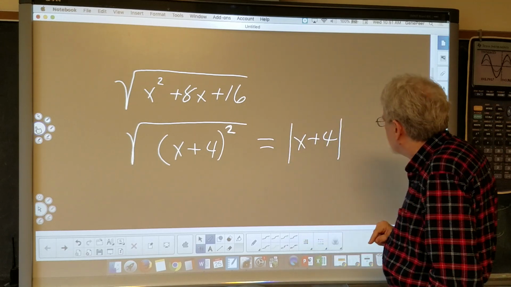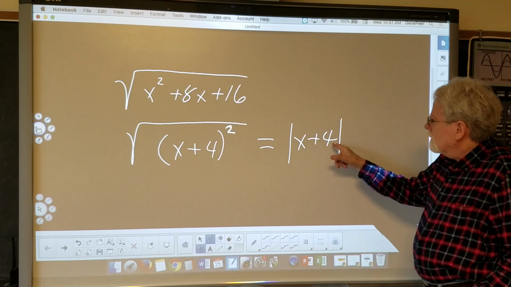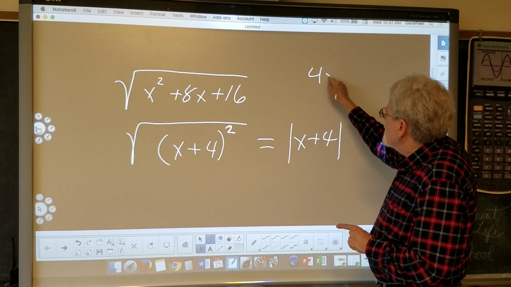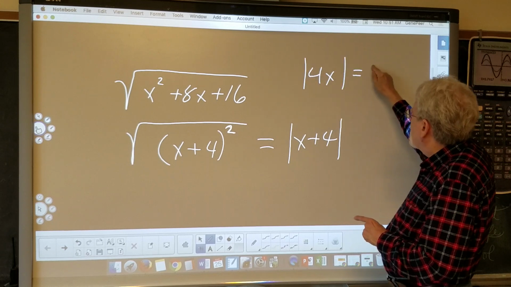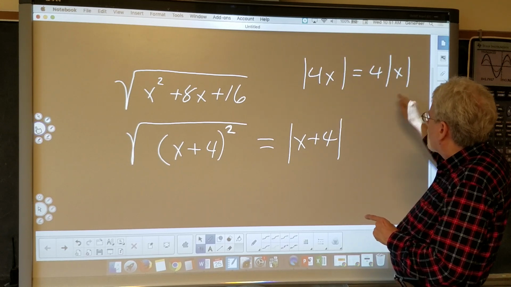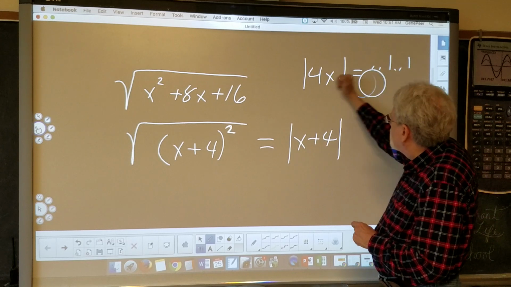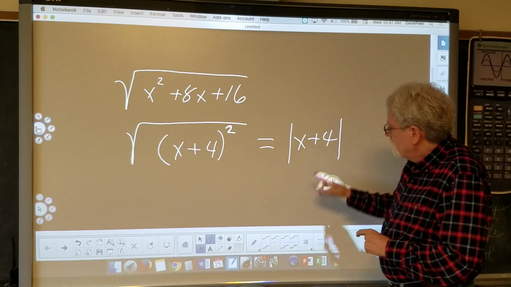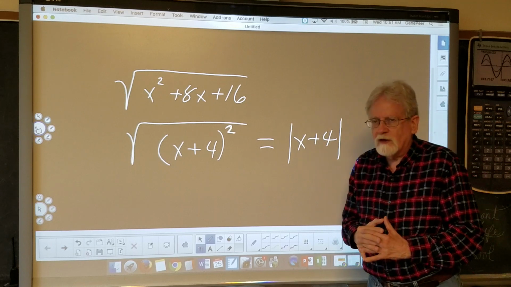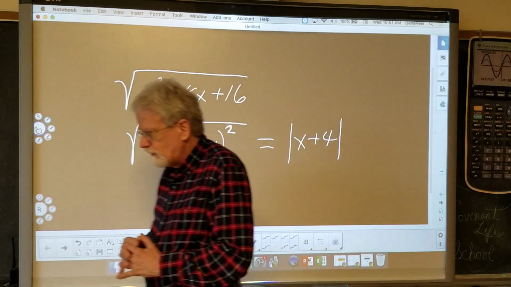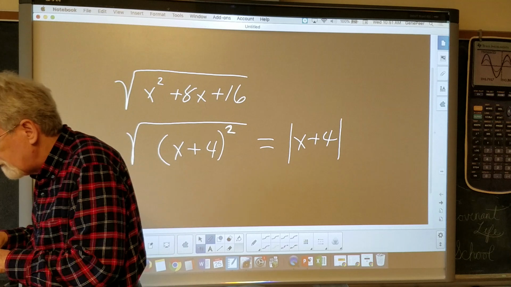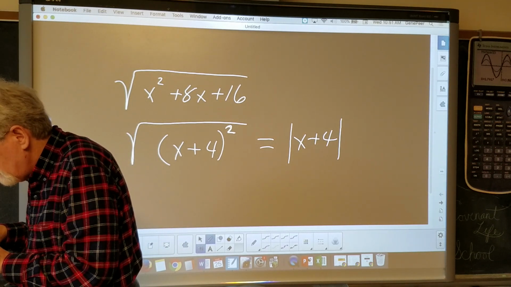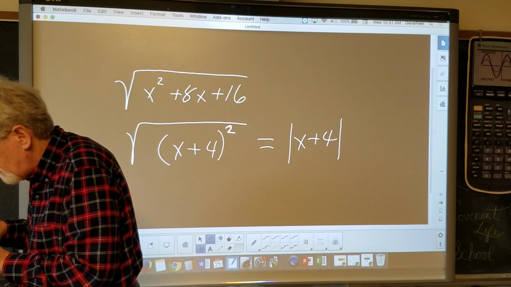Mr. Parent, yes? Can we take out that 4? No. If it were 4 times x, yes, we would take out the 4 and be left with the x. But this is not multiplication, it is addition. Long story short, no. You leave it just like that. Absolute value of x plus 4. Don't even think about trying to take that 4 out. I mean, if you're thinking about it, stop right now. Don't think about that pink elephant.